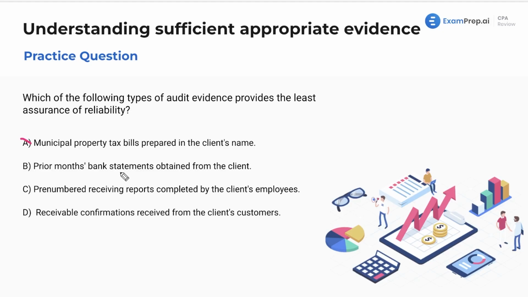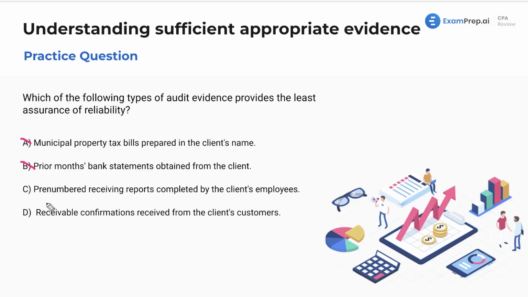So I would say that letter C is what we're looking for. It's something that the client has prepared, and we can't trust it. We have to use professional skepticism and get external evidence. So I'm going to say that's the least trustworthy option we have right now. It's less trustworthy than our letter B, so I'm going to cross that off.